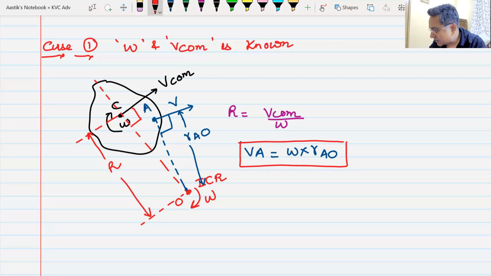Once you understand and locate your instantaneous center of rotation, you will be able to find out the velocity of any point on that rigid body. Do you understand this, or has this gone above our head? We got it, sir.